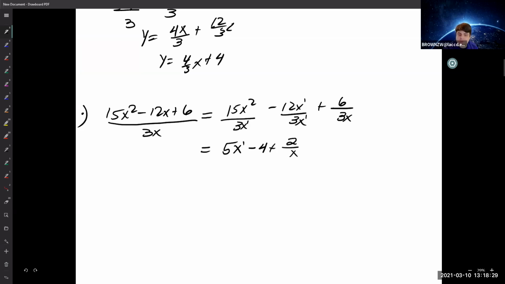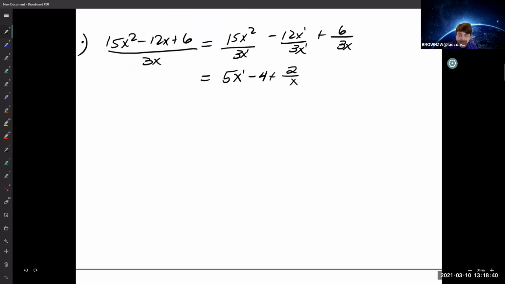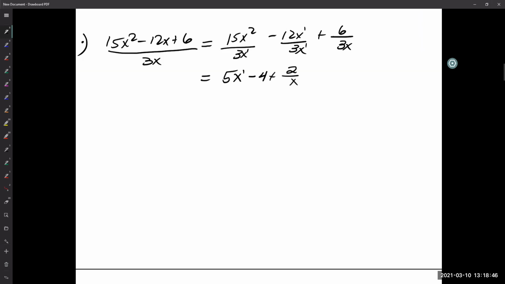So here we have division with a monomial. We basically just break it up into its individual pieces and divide it all the way through. Questions on that? So this would be the final answer, like for instance, on our homework, this would be the answer. Okay. That's it.